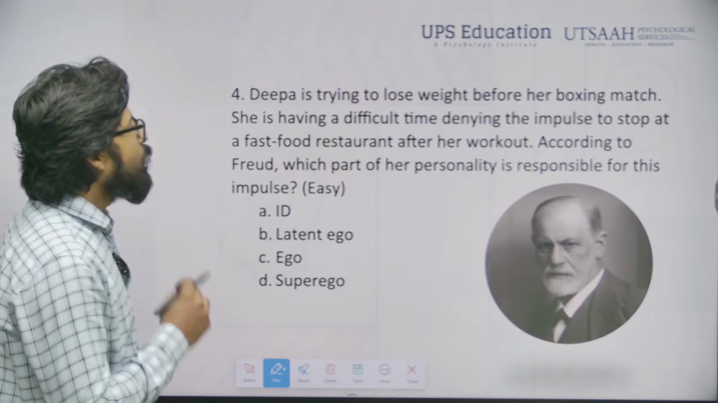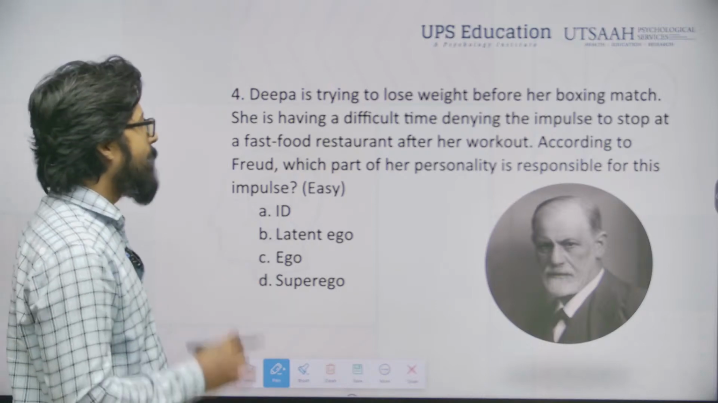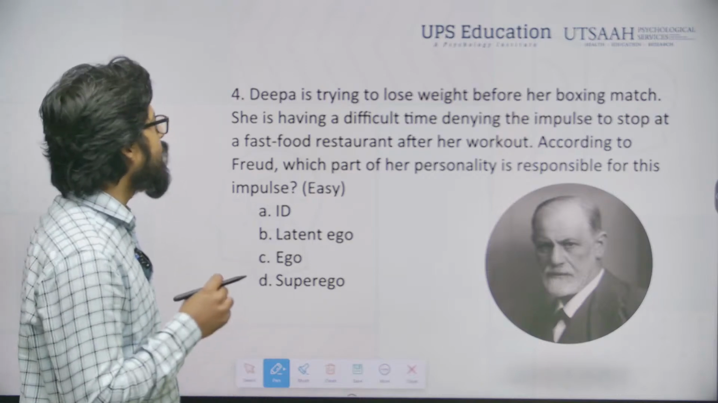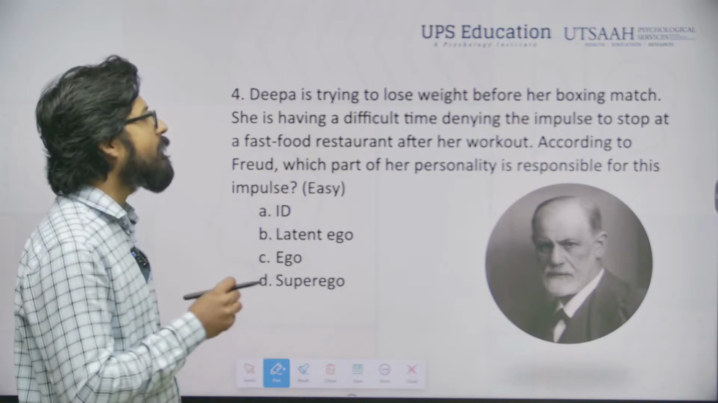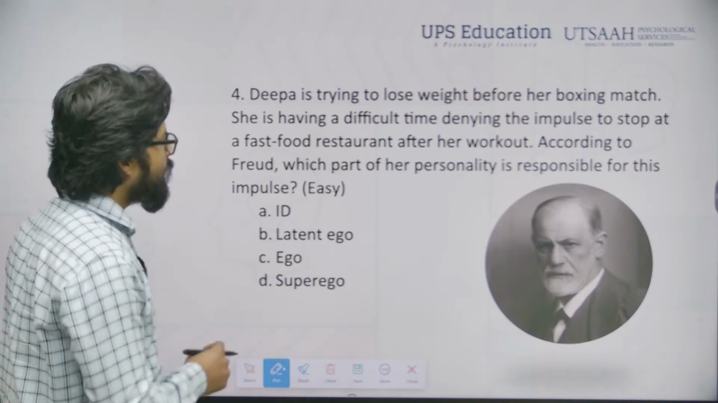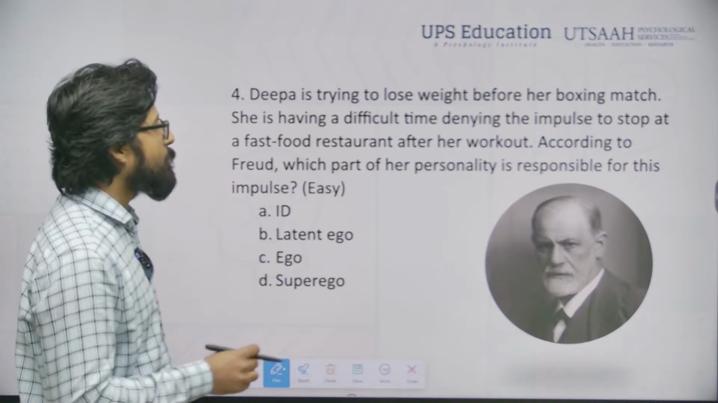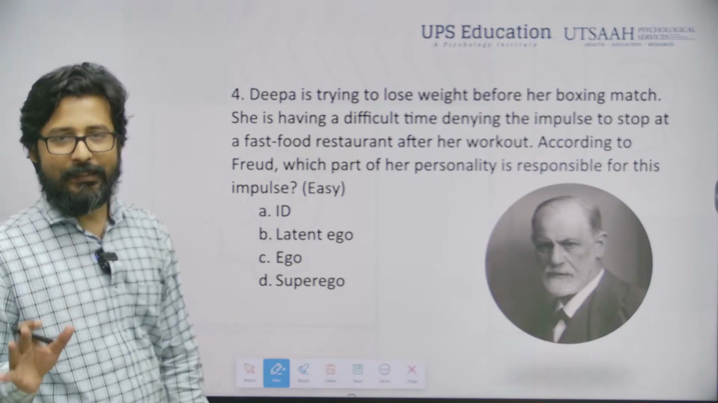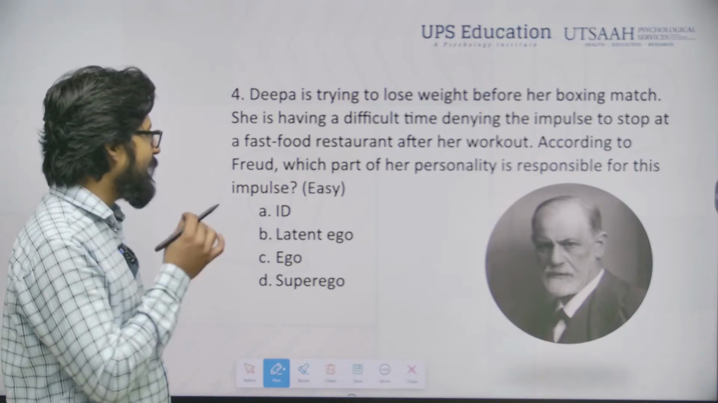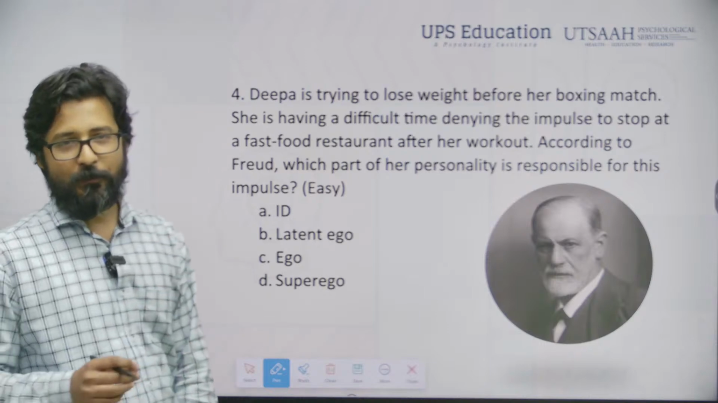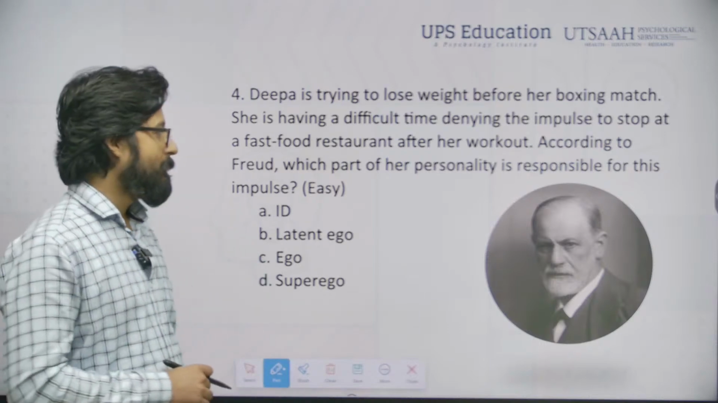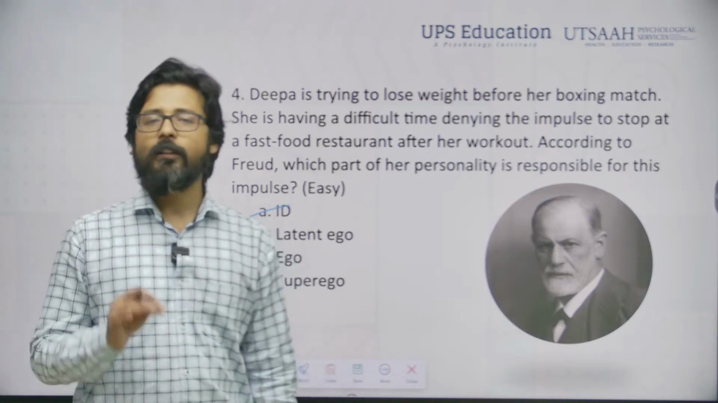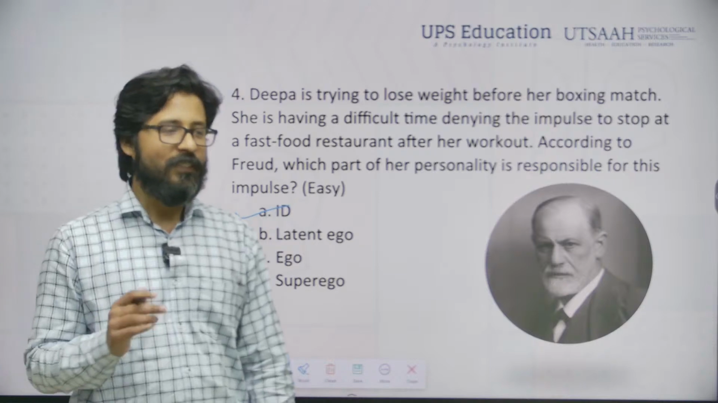Deepa is trying to lose weight before her boxing match. She is having a difficult time denying the impulse to stop at a fast food restaurant after her workout. According to Freud, which part of her personality is responsible for this impulse? This question will be considered easy. Your options are id, latent ego, ego, superego. If you are aware, the correct answer will be id. Id typically works on the pleasure principle, so id will be the right answer.